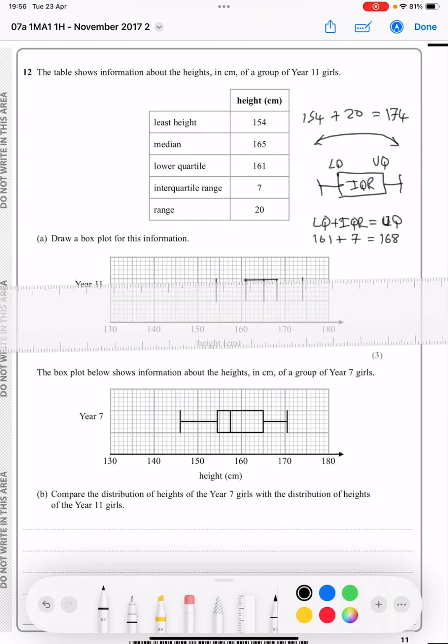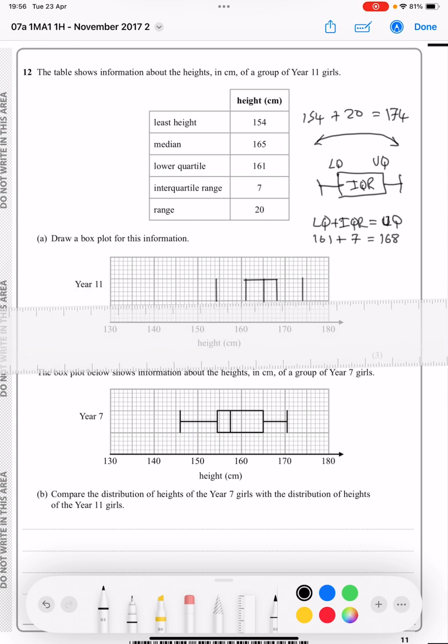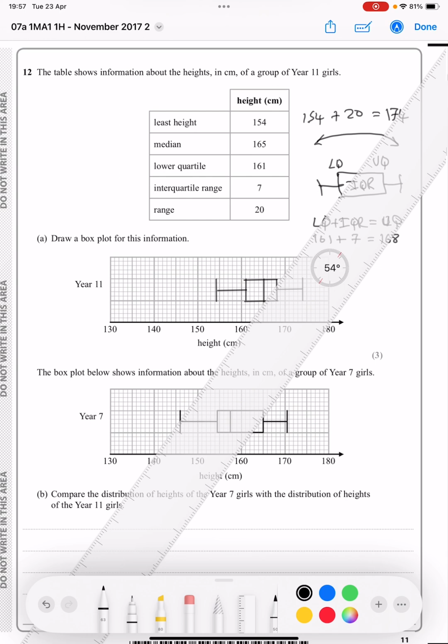So there's my box. Putting my whiskers in the middle somewhere, like so. There's my box plot. Great. Done.